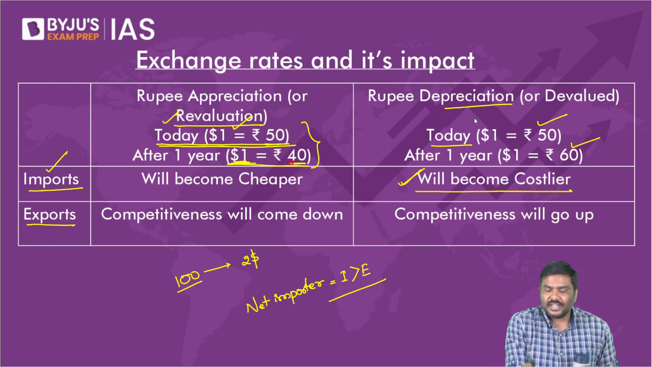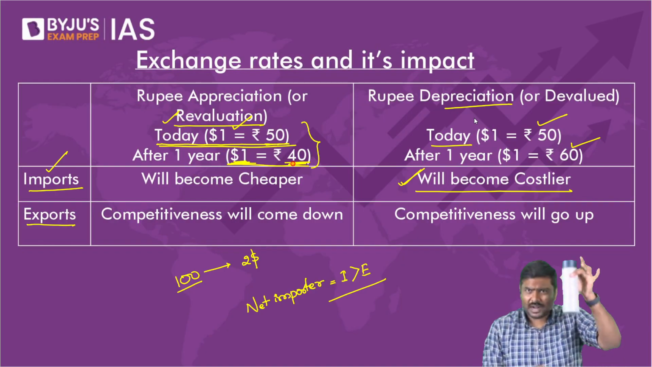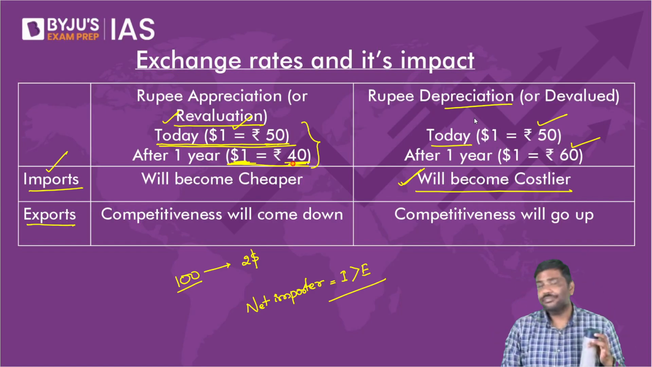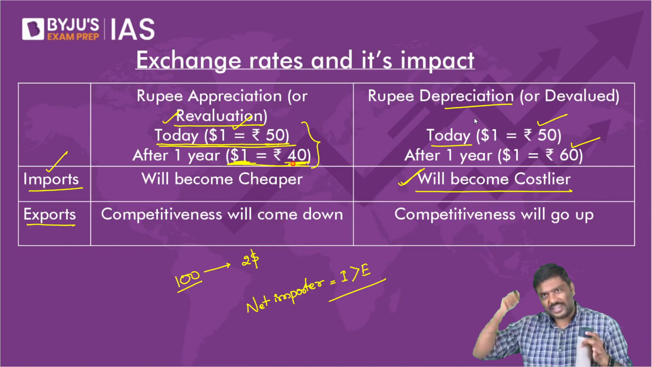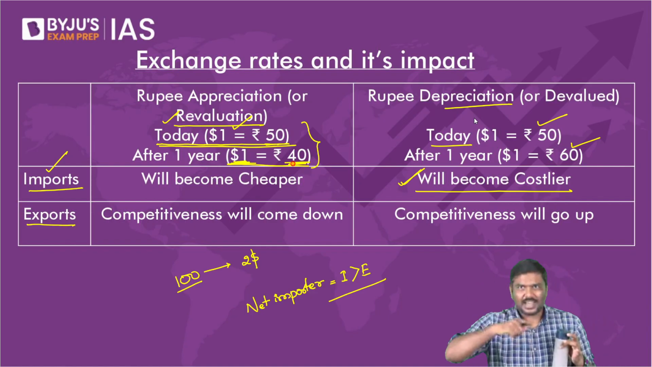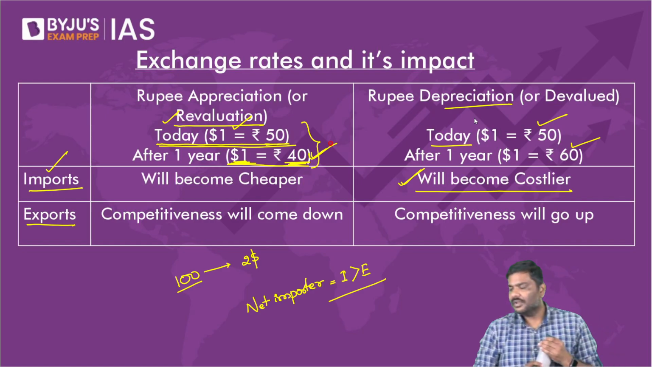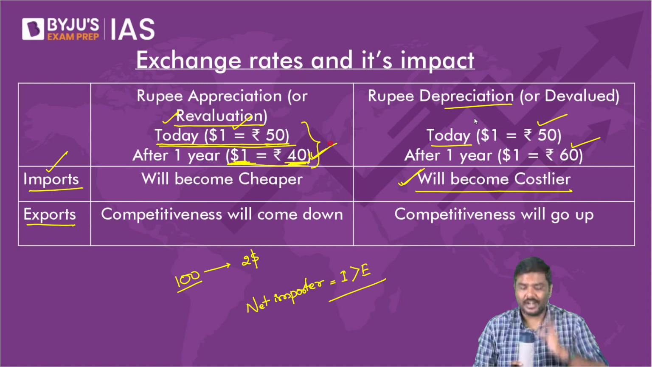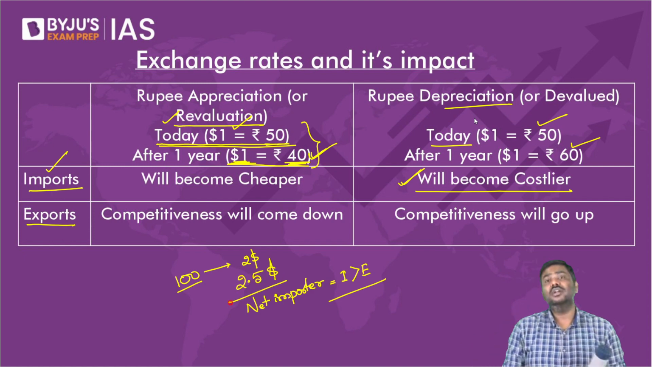And after 1 year, the exchange rate is $1 is equal to 40. You want to earn the same 100 rupees only. Will you export this bottle at $2 now? After 1 year, let me know. If you say yes, sir, I'll export it at $2, my dear, please look at the exchange rate. You'll get only 80 rupees with $2. You want to earn 100. So what will you do now? You will increase the value of the bottle to $2.5.